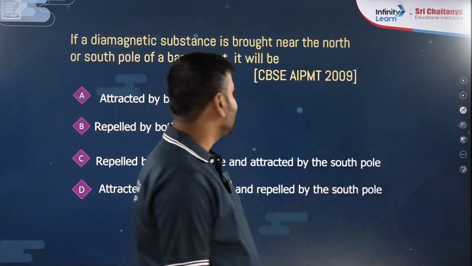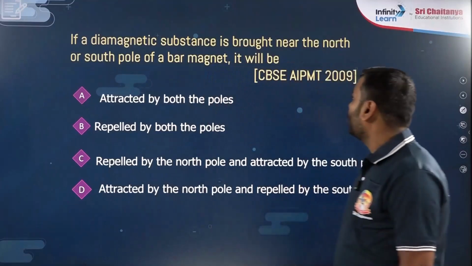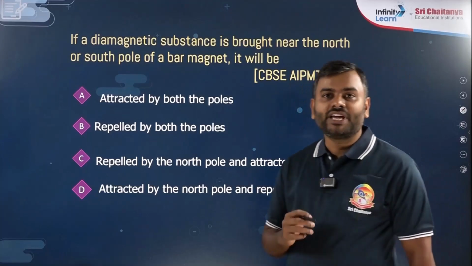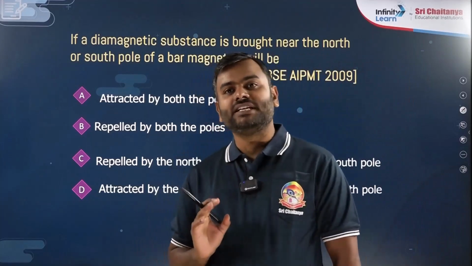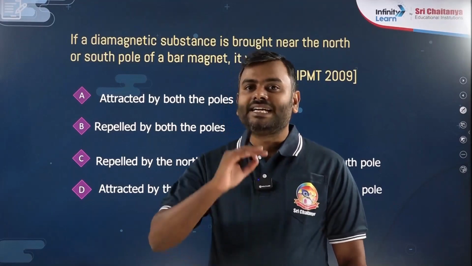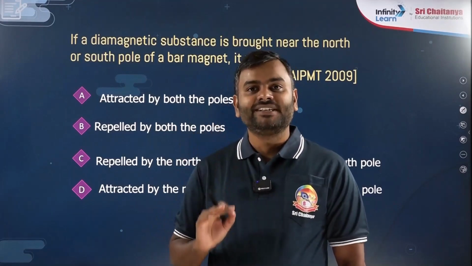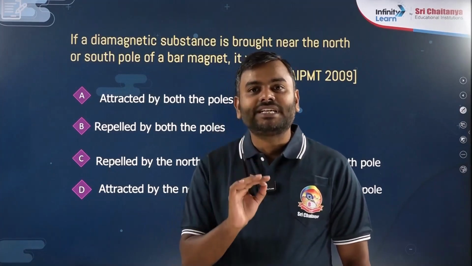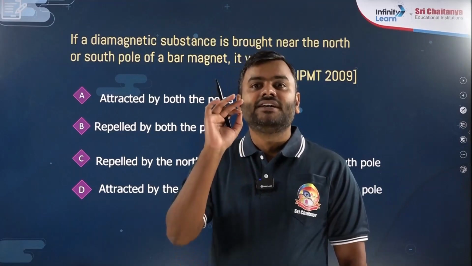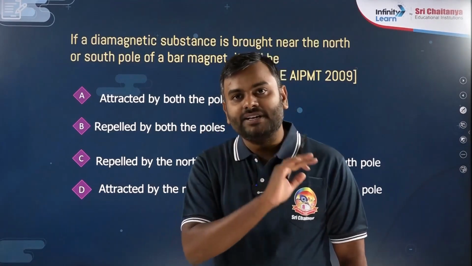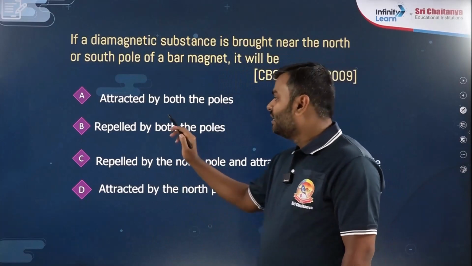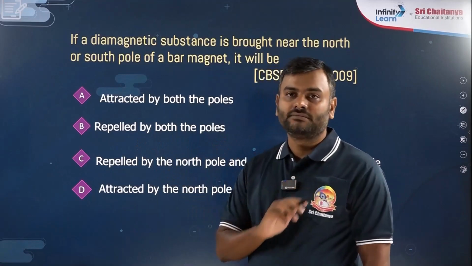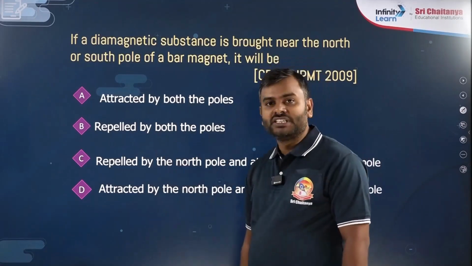Okay, so the next question we have is, if a diamagnetic substance is brought near to the north pole or south pole of a bar magnet, it will be. So basically what we have to remember is that a diamagnetic material in the presence of an external field, it doesn't matter which pole is generating that field, whether it is the north pole or the south pole of the magnet. In both cases, whenever there is an external field, the diamagnetic substance is going to be repelled. So what will be the correct option here? That the diamagnetic substance is going to be repelled by both the poles of the magnet. Understood? So B option is the correct option.